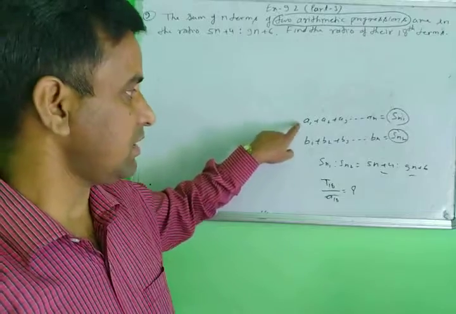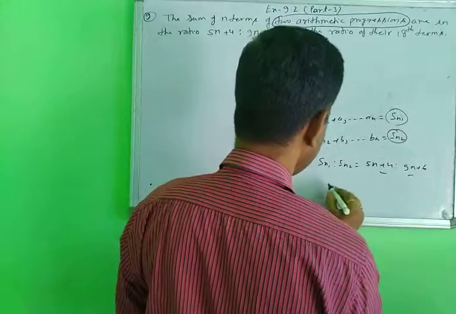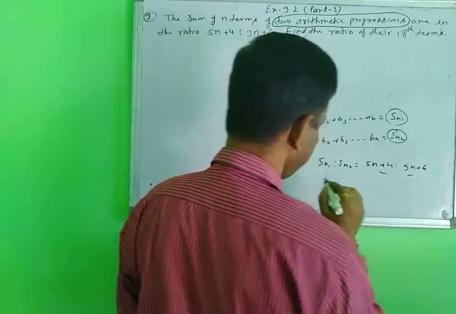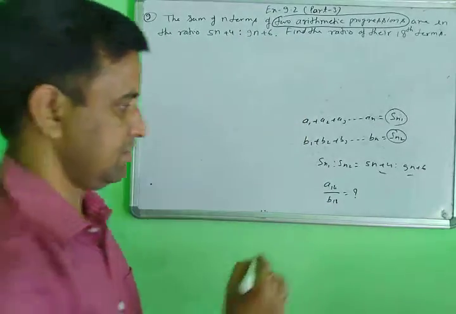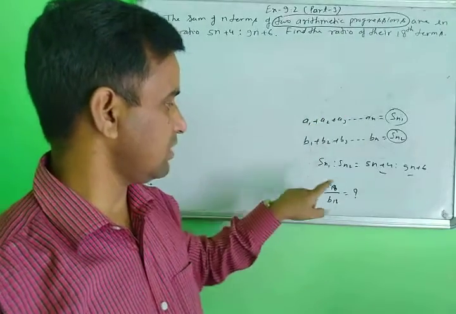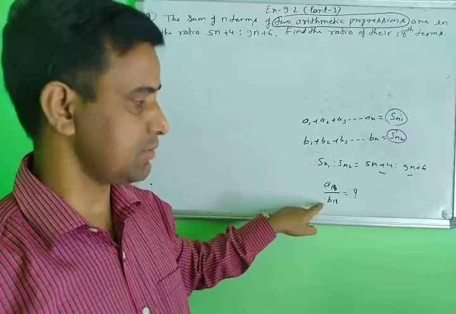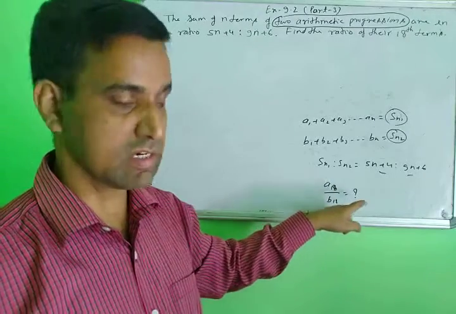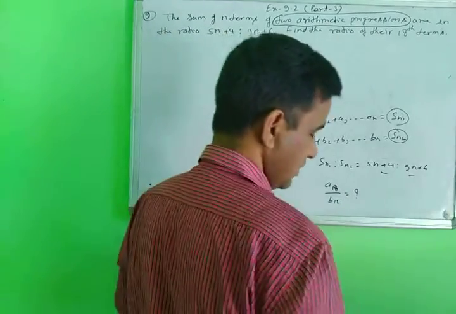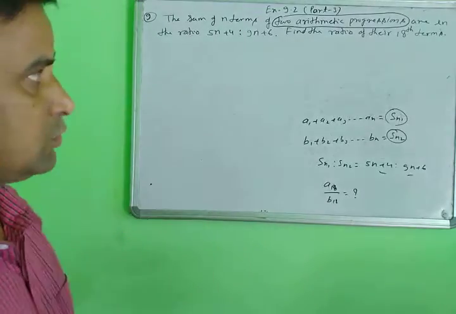The 18th term of the first AP and the 18th term of the second AP, mentioned here as A18 upon B18. You will find this A18 upon B18. Find the ratio of their 18th terms. It means the 18th term of the first AP and the 18th term of the second AP. What is the ratio of both the 18th terms? This is a very simple thing to understand. Then start the solution.